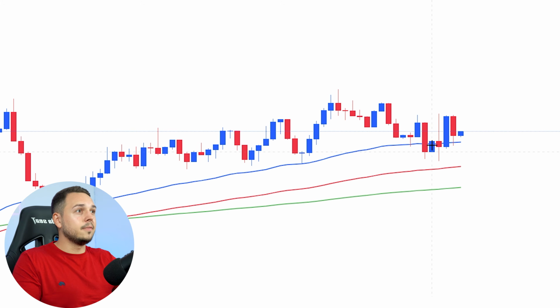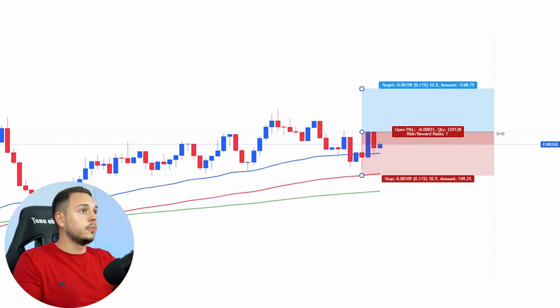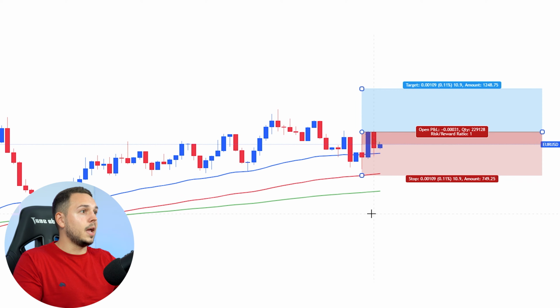What did we get after? A nice bullish engulfing candlestick. Once again, breaking through the 50 moving average. This gives us a beautiful confirmation to enter the trade long. And if we want to long this position, look at this. We start off here after the bullish engulfing candlestick.